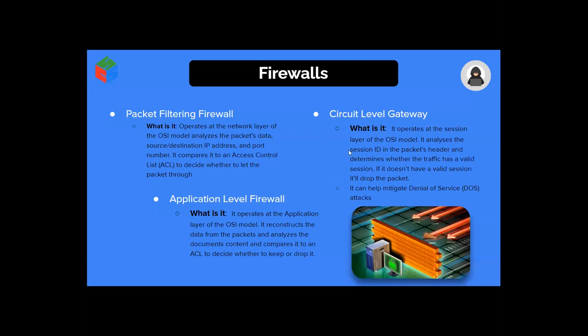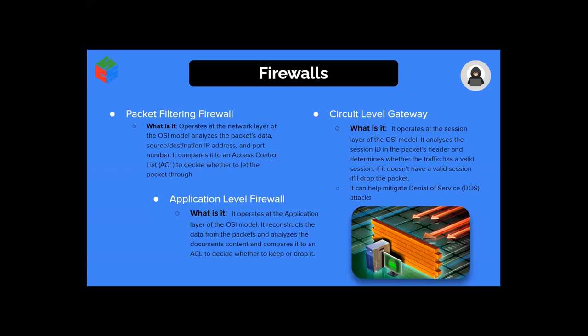Next is firewalls. So we all know about firewalls. There's essentially 3 different types. There's a packet filtering firewall, which works at layer 3 of the OSI model, which is at the router level. It takes a packet, looks at the source and destination IP address and the port number, and compares it to an access control list, which is a very important security principle to know. It defines rules of what can go through your networks.